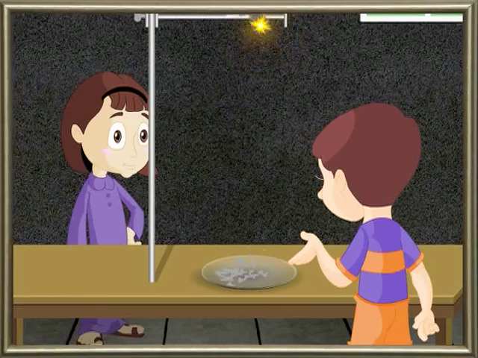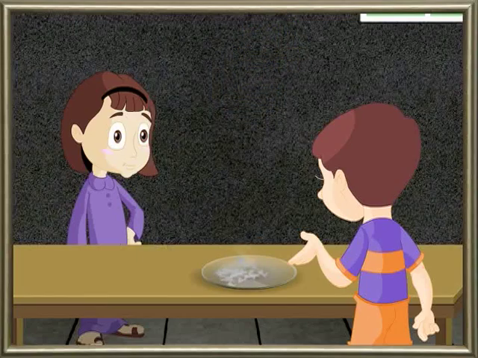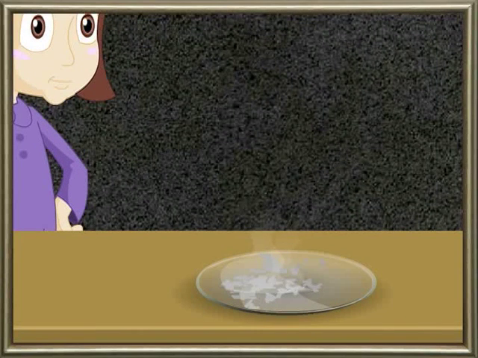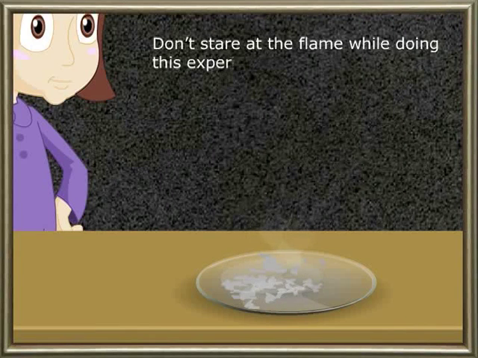Wow, this burns with a bright flame. Magnesium ribbon burns in oxygen to form magnesium oxide. The white ash formed is magnesium oxide. Warning, do not stare at the flame while doing this experiment. It is very hot and dangerous. This has many applications in the industry.